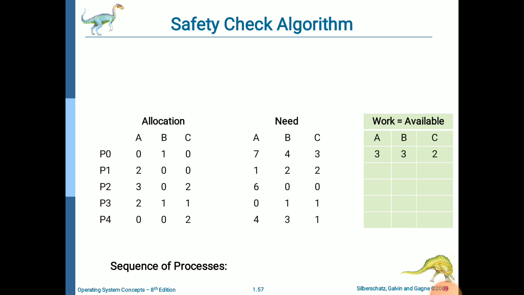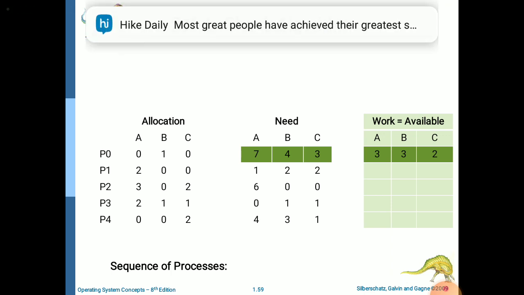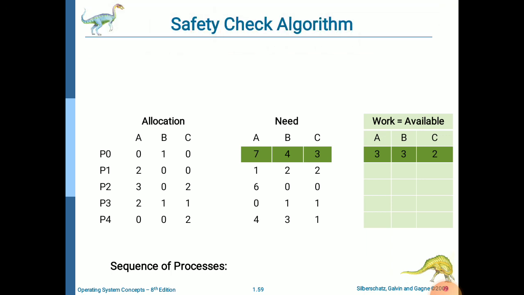Now you just look at the need of P0. And we will also write the sequence of processes. Look at the need of P0, that is 7, 4, 3. Is it possible to fulfill the need of P0 by available resources? No, because the need of type A is 7, but available is 3. So it is not possible for us to allocate.